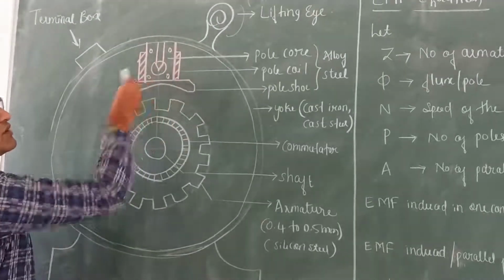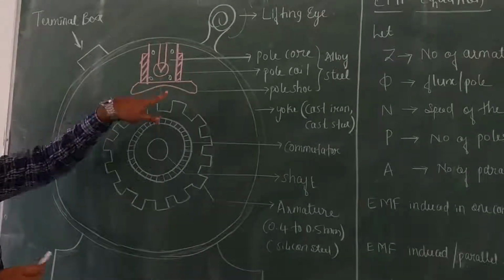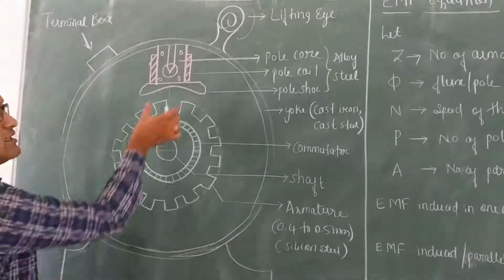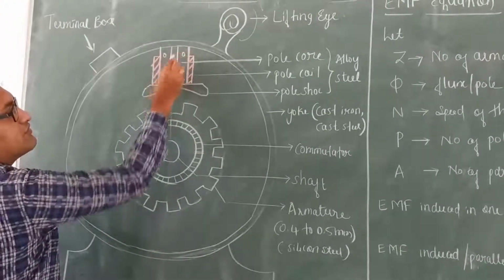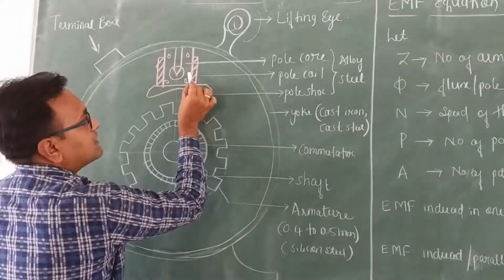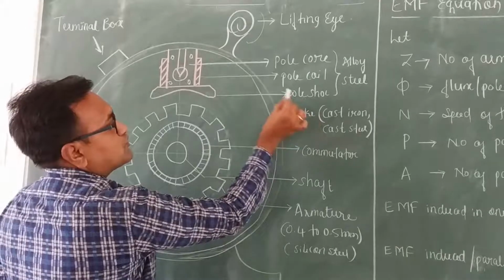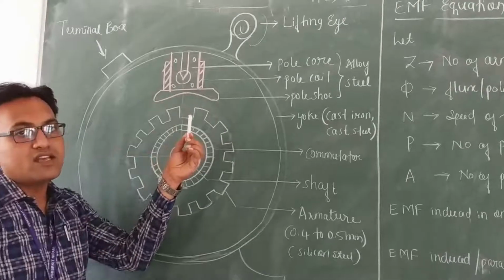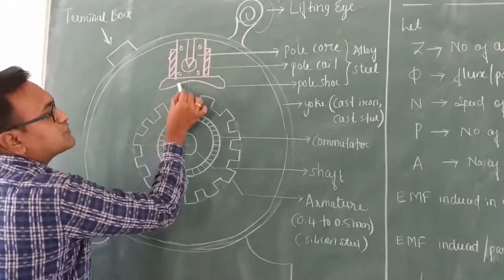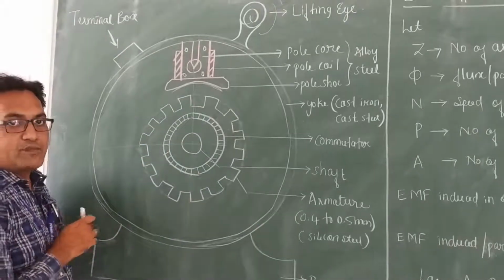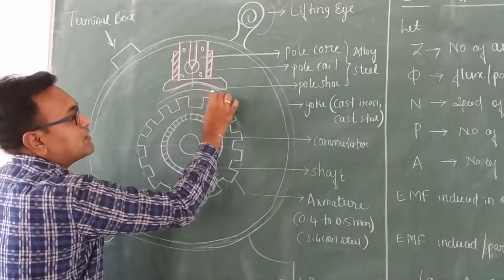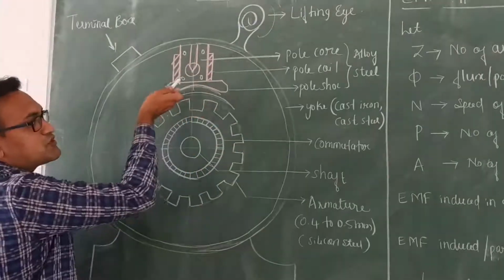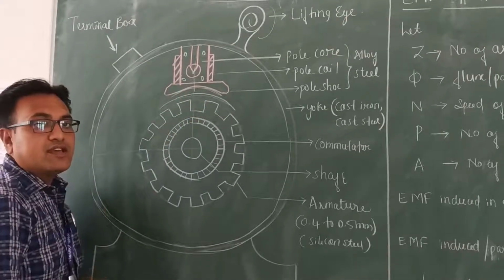Now for the poles, the pink color is called the poles. Depending on the application, the number of poles will be inserted for the yoke, and the poles are attached to the yoke with the help of nuts and bolts. This is the pole, this is the pole coil, and this is the pole shoe. The pole coil is the wire wound around the pole. The bottom of the pole shoe is cylindrical in shape, because whatever flux is produced should be uniformly distributed between the poles and the armature.